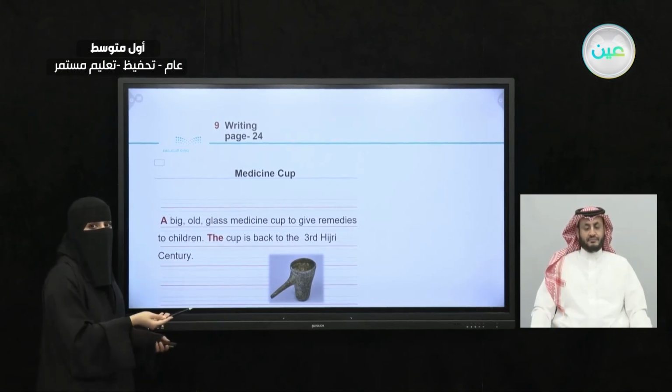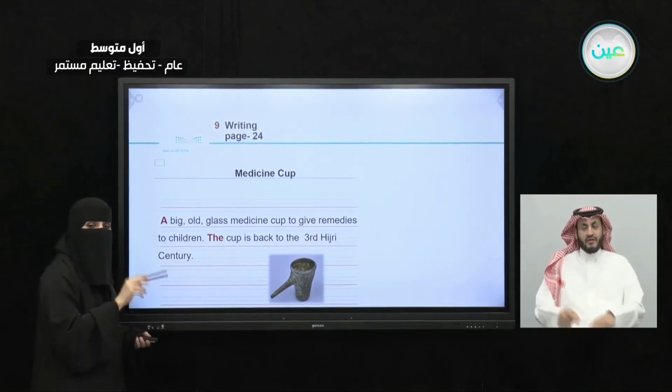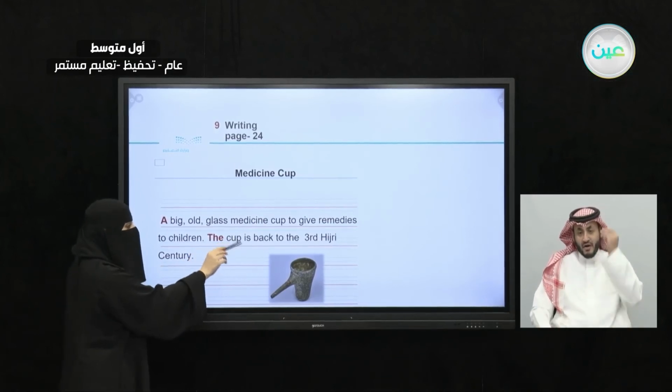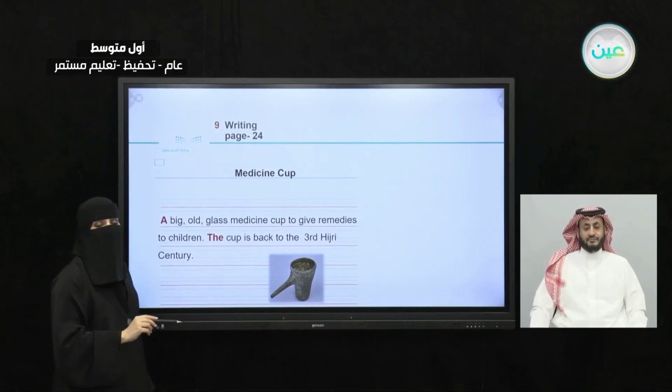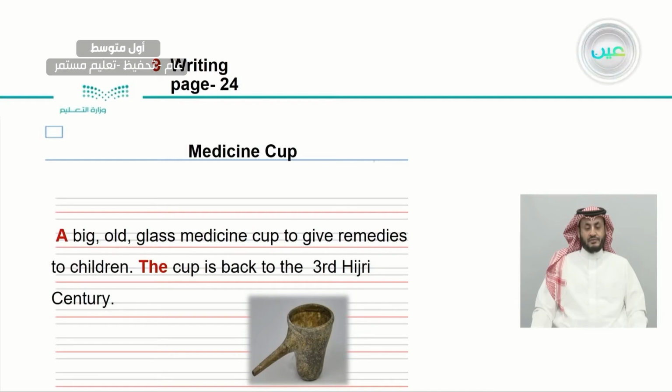I'm introducing the thing. Okay, they don't know what it is. The second time I'm talking about the same cup, I added the definite article "the". The cup is back to the 3rd Hijri century. What happened here? In the first time, my reader doesn't know which cup I'm talking about. So that's why I added the article "a", because it's unknown, indefinite. And the second time, my readers already know what I am talking about, so that's why I added the definite article "the" cup. It's a specific cup that I mentioned before.